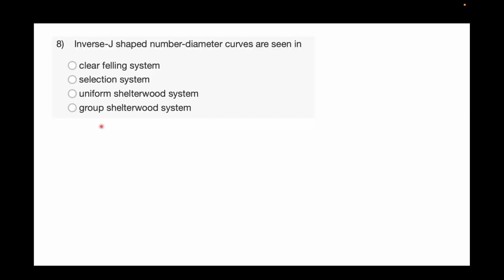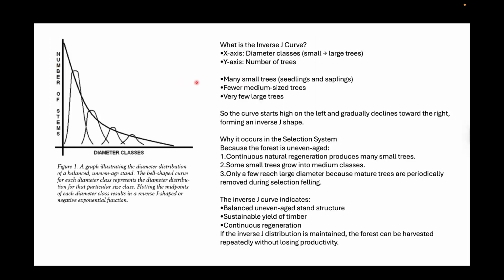Coming back to this question, there is enough time. Inverse J-shaped number diameter curves are seen in the selection system. Option B is the correct answer. In a selection system, if you plot a number versus diameter curve, it looks like an inverted J. Let us look at this characteristic curve, and what it signifies.